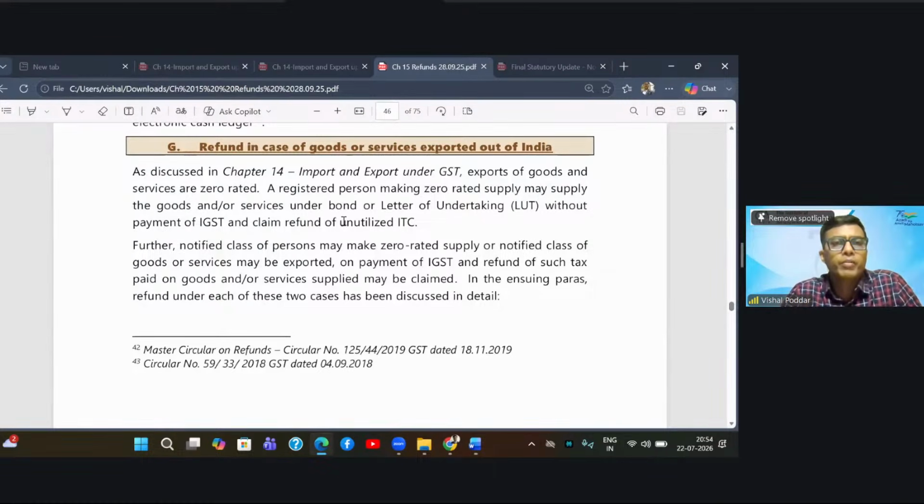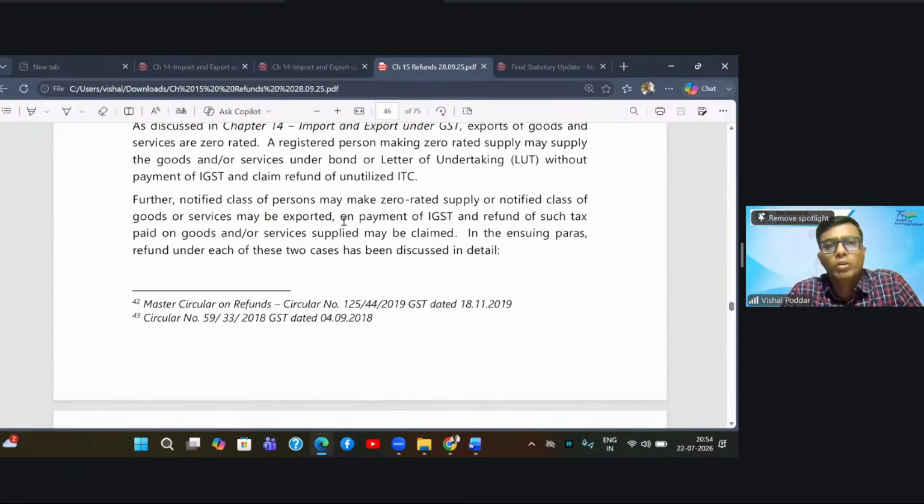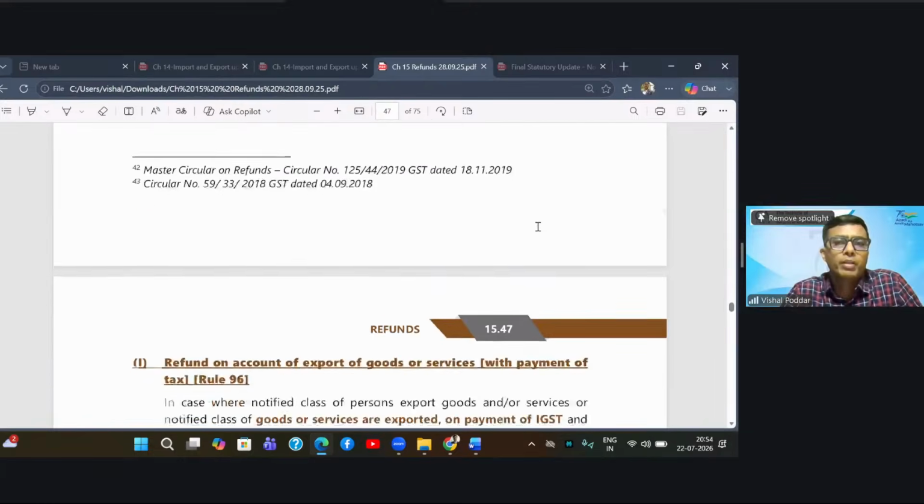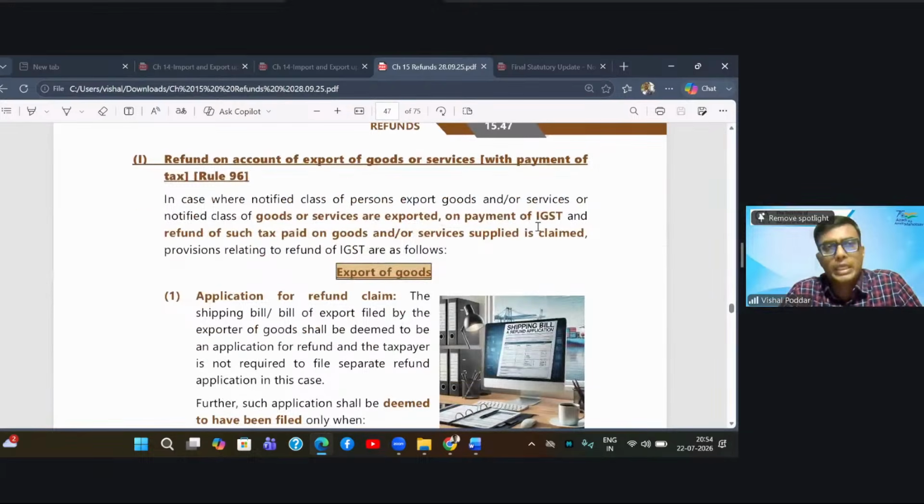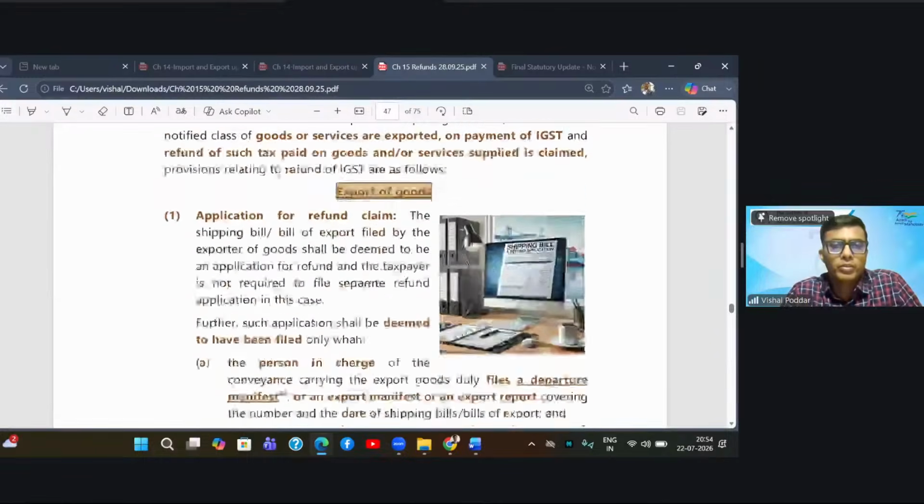So we have seen that wherever you are exporting goods outside India or services outside India, you are given two options. One is with payment, without payment. However, for with payment, there will be certain notified class of persons who will only be allowed the option of with payment, others may not be allowed. So refund on account of export of goods with payment. So this we have already seen.